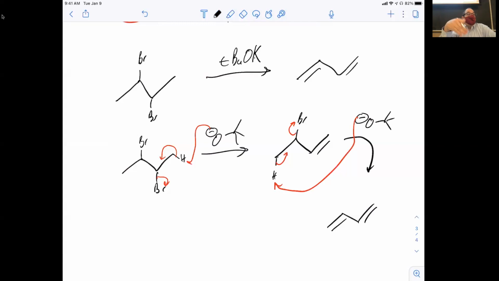If this had eliminated to the middle, you would actually see this rearrange before it would get you this product. But we won't worry about that. We're going to take the straight mechanism for this. If you want to look at the energy of that and have a deep discussion about the difference between where this goes, this makes most sense with this base. Okay. Questions about preparing conjugated dienes?